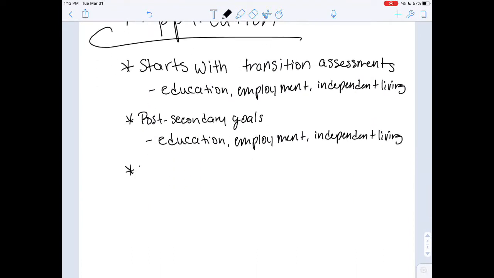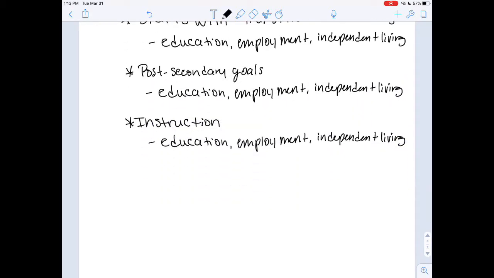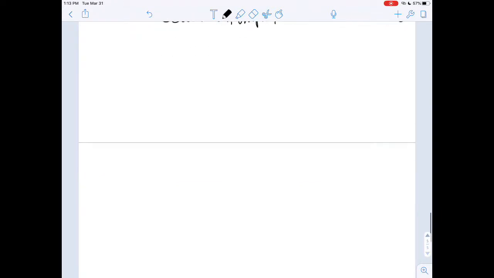Next are post-secondary goals that align to, again, the 3 areas of education, employment, and independent living. Next is instruction related to the 3 again, and services related to education, employment, and independent living.